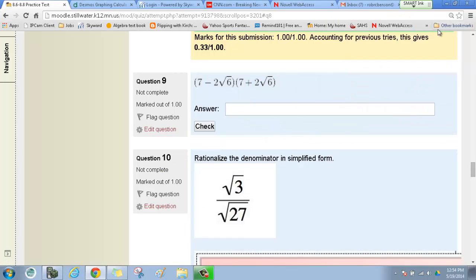Okay. That's better. Now clear the ink. We're moving on to number 9. Now we're multiplying 2 binomials that have radicals in them. To do that, you've already done a problem kind of like this, actually a little bit harder. We're just going to make our box.